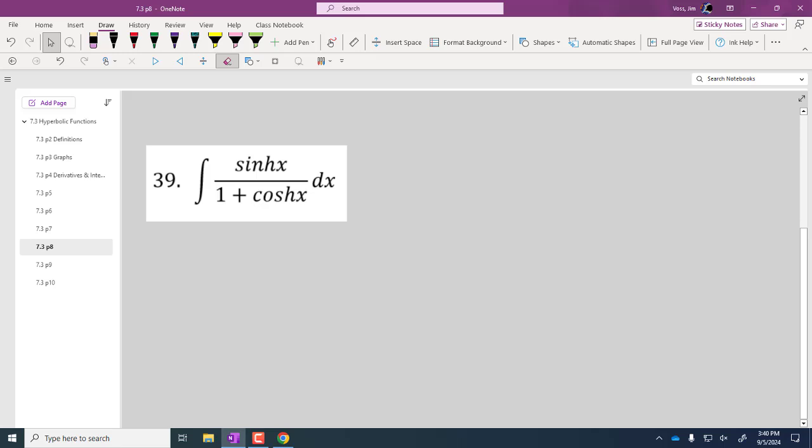Okay, this one. Can anyone see the answer immediately? This one is a one-stepper if you are thinking correctly. Take 1 plus cosh as u. And what's the derivative of 1 plus cosh?